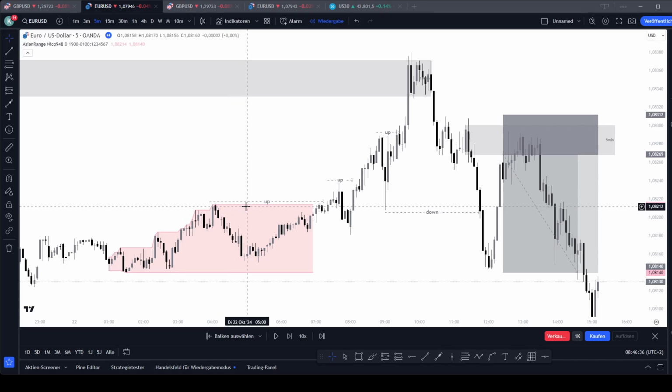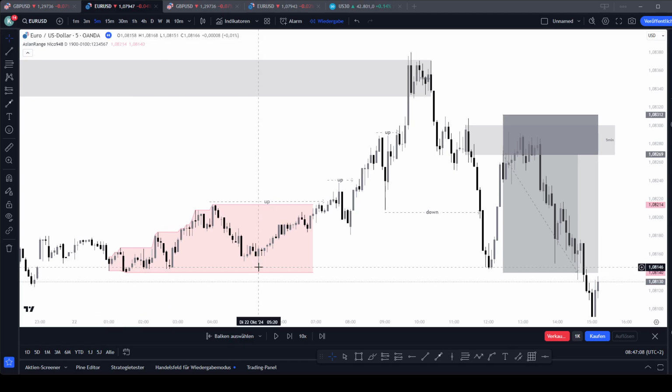This area marked in orange is what I call the Asian session. The Asian session is the time from when the Asian market started to the time the Asian market closed. Asian high and Asian low are considered points of liquidity. Asian high is the highest point in which price moved during the Asian session, and Asian low is the lowest point in which price moved during the Asian session.